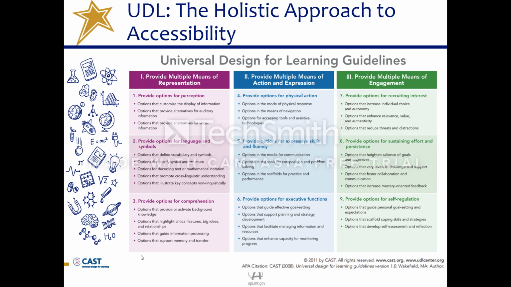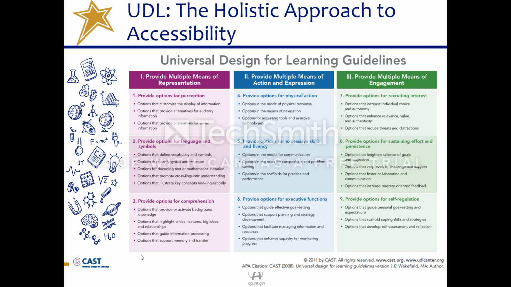The second principle is to provide multiple means of action and expression. This would allow students different ways to express or demonstrate their learning. So for a writing product, you might allow students to use a keyboard instead of a pen, or you might allow students to choose a format for assignments like writing a text, giving a speech, creating a film, or writing a song.